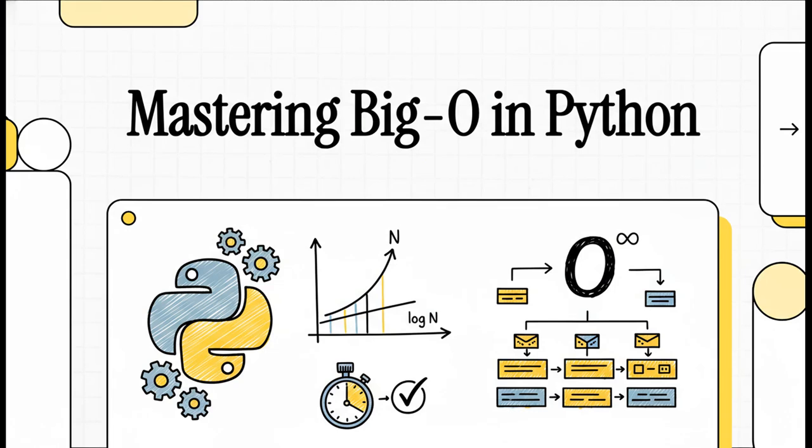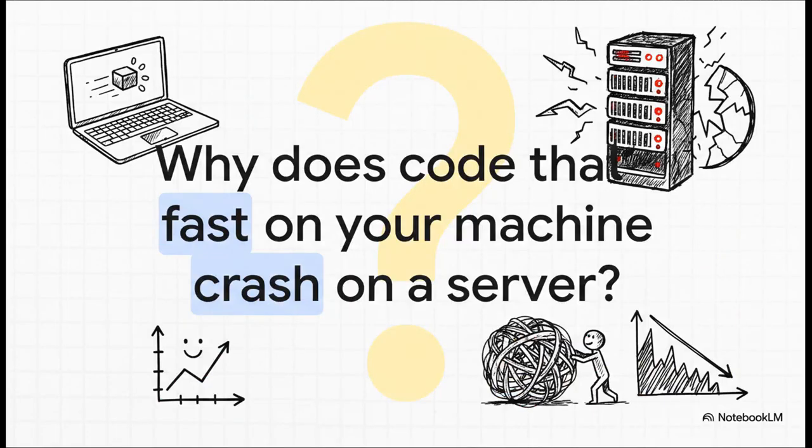All right, let's dive right in. Today, we are tackling a concept that is absolutely fundamental if you're serious about writing Python code: big O notation. If you want to write code that doesn't just work, but works efficiently, especially when things get big, you're in exactly the right place. So let's kick things off with a scenario.